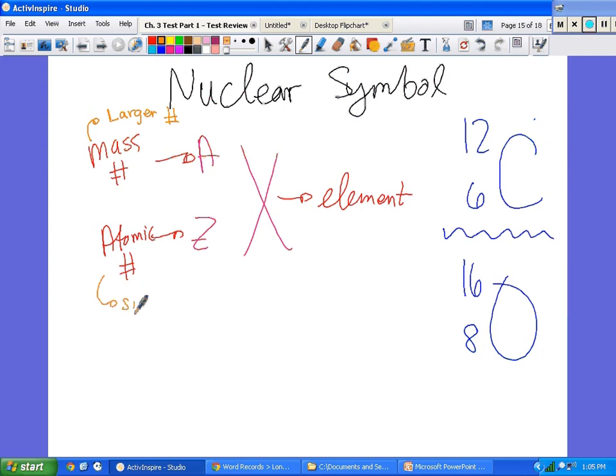So those are two examples on the right-hand side. You can have carbon-12 with atomic number 6, and then oxygen-16. Will they always be half of each other? No. That's actually rare for them to be exactly half.